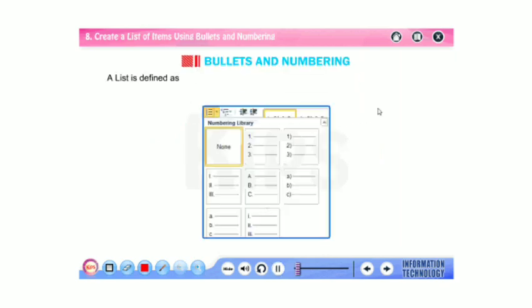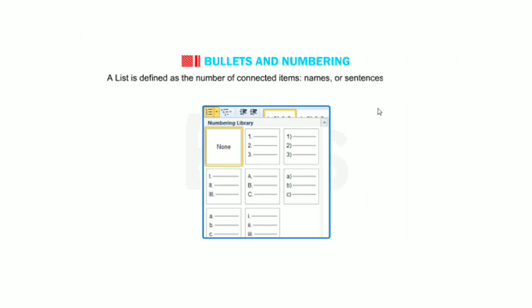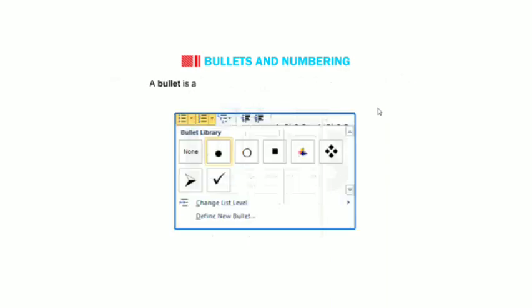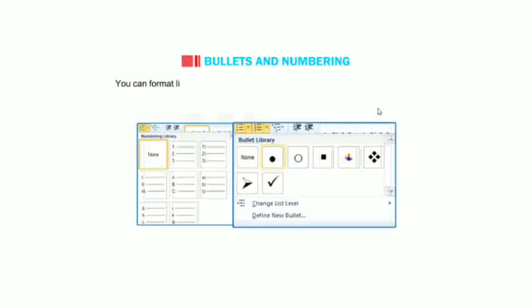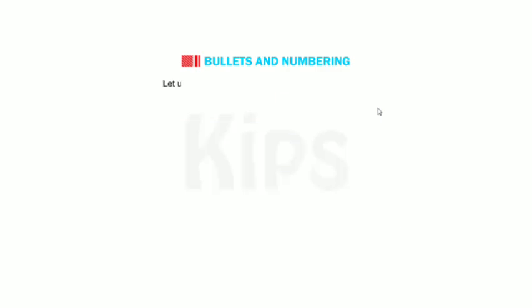A list is defined as a number of connected items, names or sentences written or printed consecutively, one below the other. A bullet is a small graphic symbol that marks an item in a list. You can format a list in a document by using the bullets and numbering commands. Let us learn how to create a bulleted or numbered list.